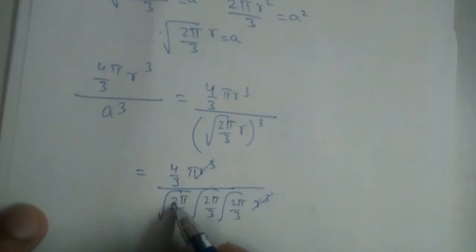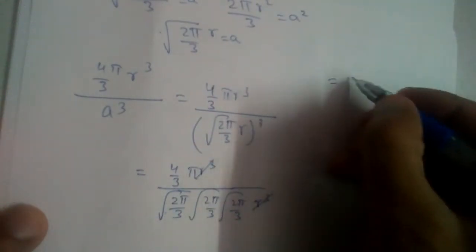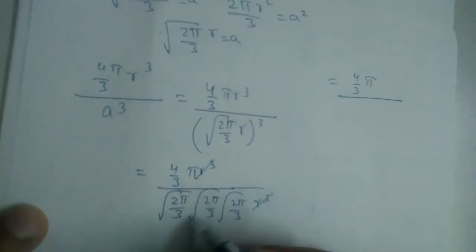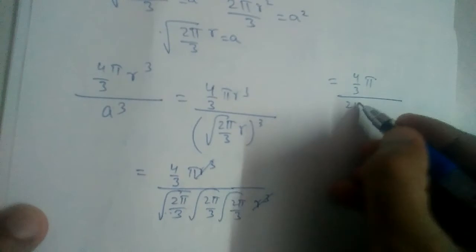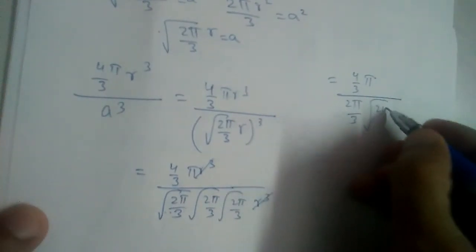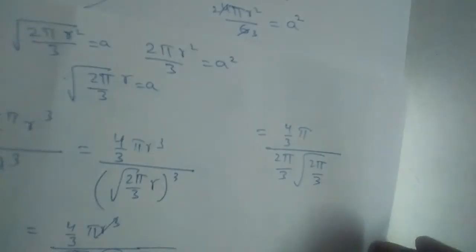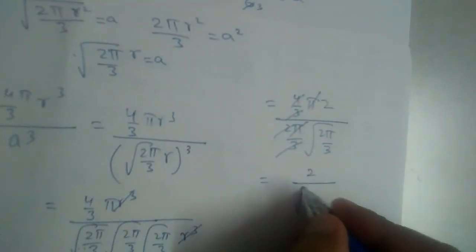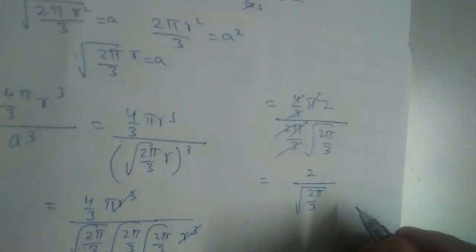So see, root 2 pi by 3, root 2 pi by 3, will give us how much? See, in the denominator, we can write this without root one time and here one time, right? It will be like this. So 3 pi and pi will get cancelled. This and this will also get cancelled. We'll have 2. So it is 2 by root of 2 pi by 3.